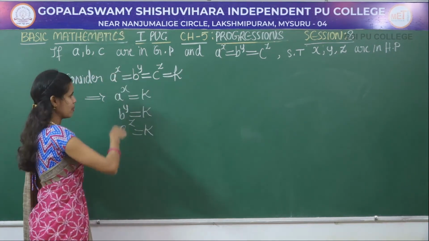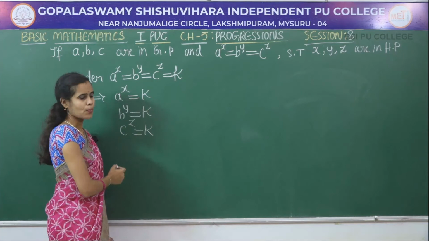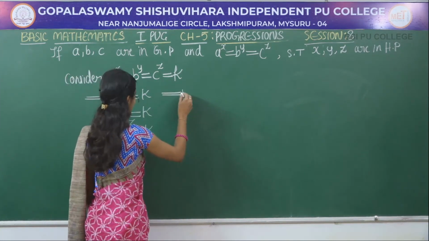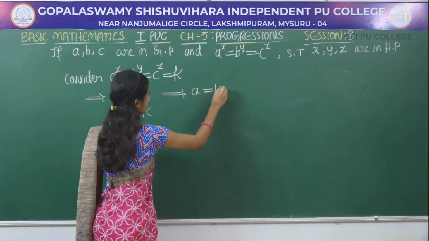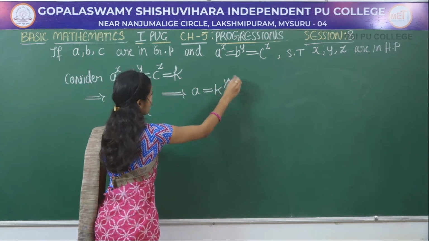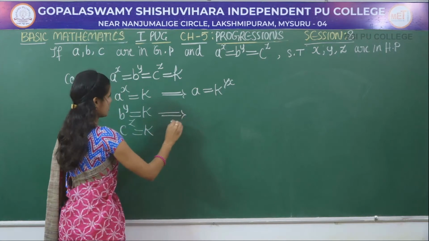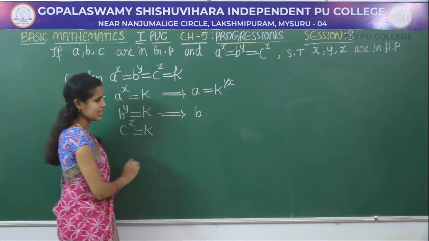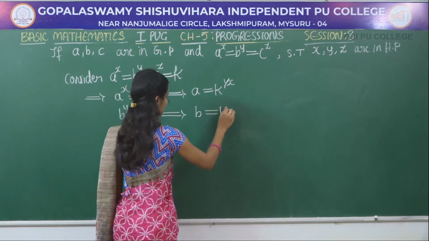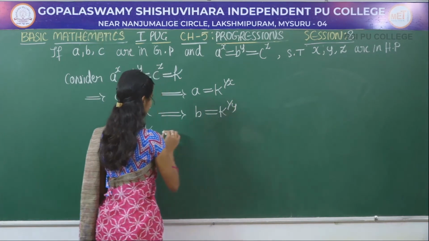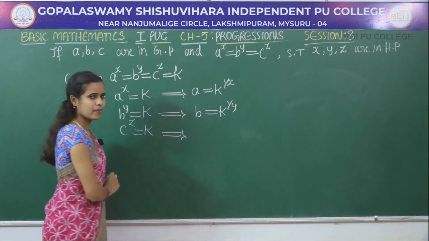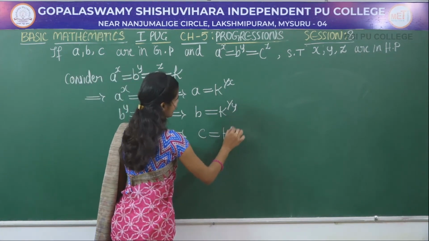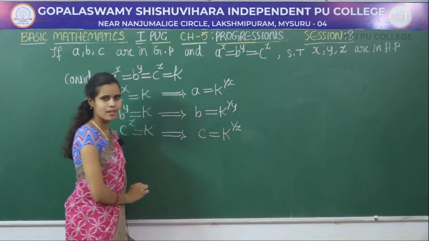So here we want a, b, c, therefore raise the power 1 by x on both sides. So here we get a is equal to k to the power of 1 by x. Here raise the power 1 by y on both sides to cancel y. So we get b is equal to k to the power of 1 by y. Here raise the power 1 by z on both sides. So we get c is equal to k to the power of 1 by z.